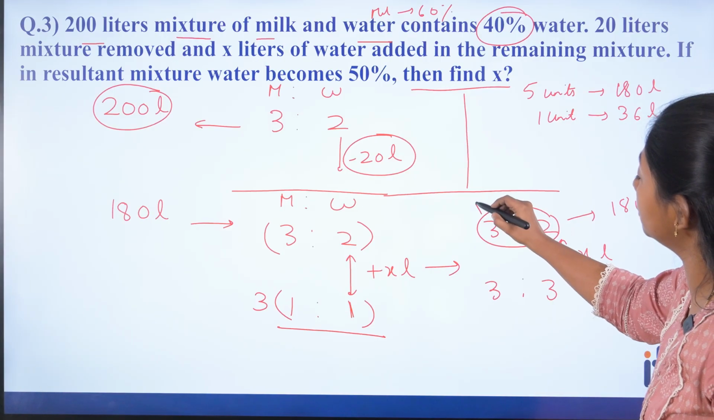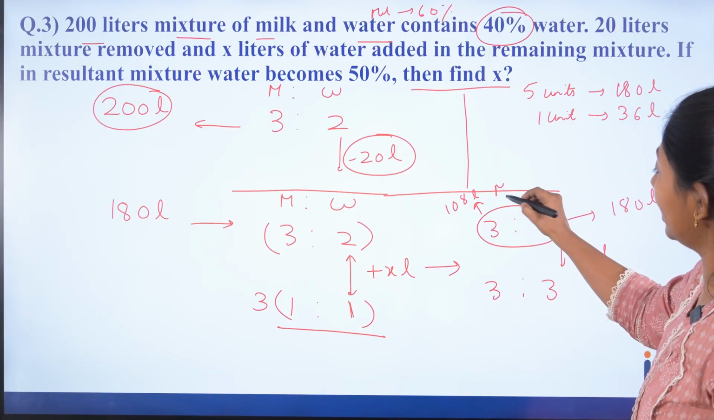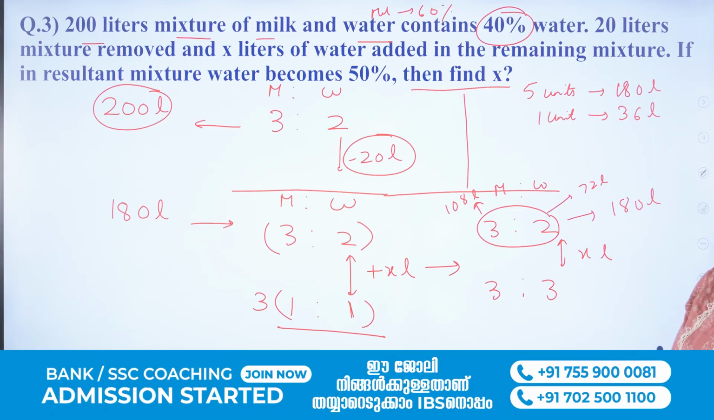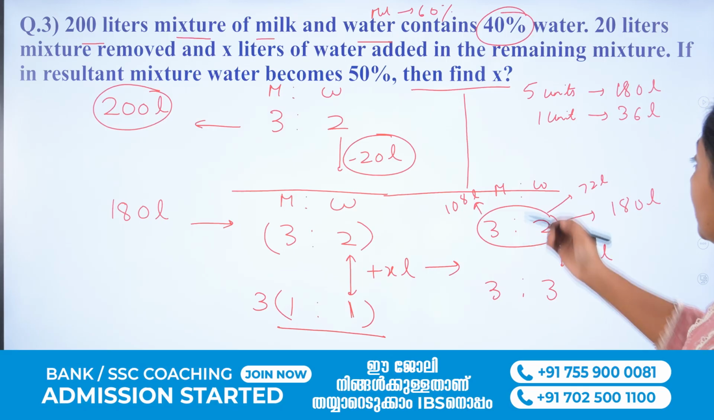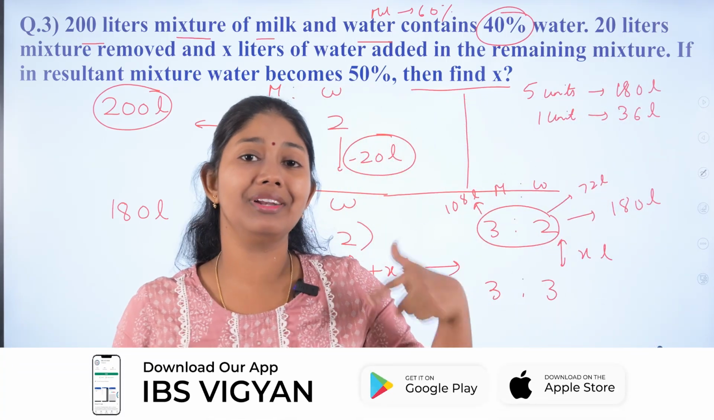If you want, you can find out 3 units, that is 108 liters of milk, and this is water. So 36 into 2, 72 liters of water. Now what have they asked us to find? They have asked us to find the value of x, how many liters of water has been added.